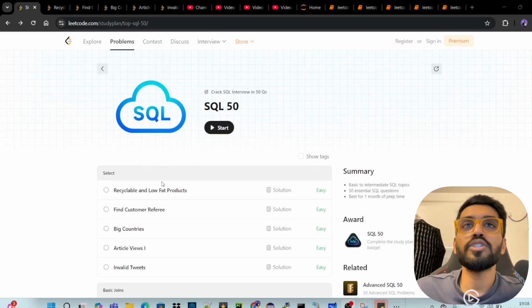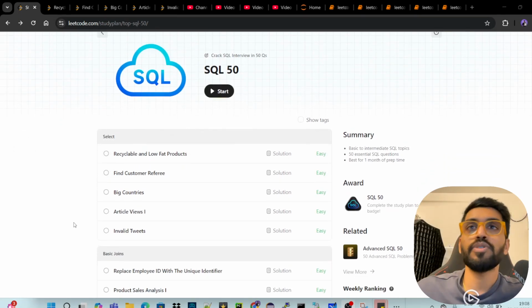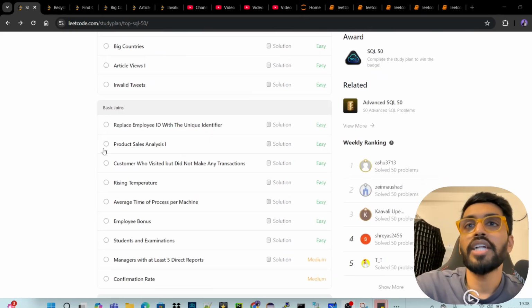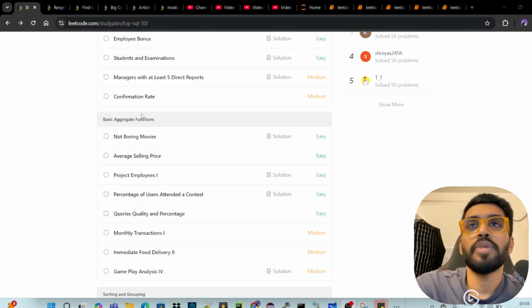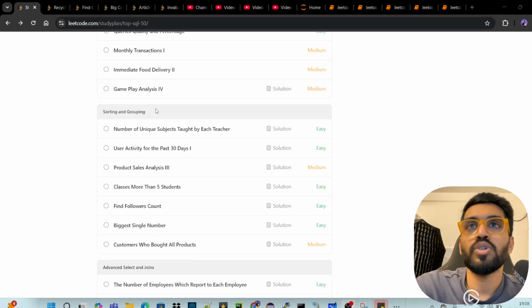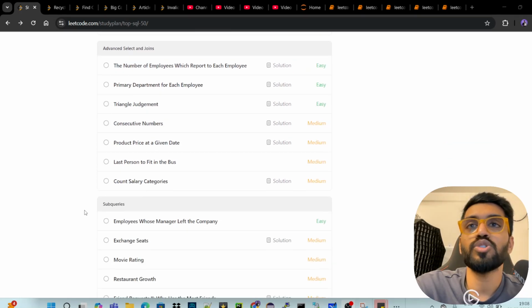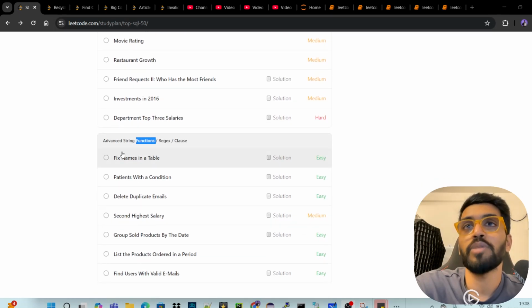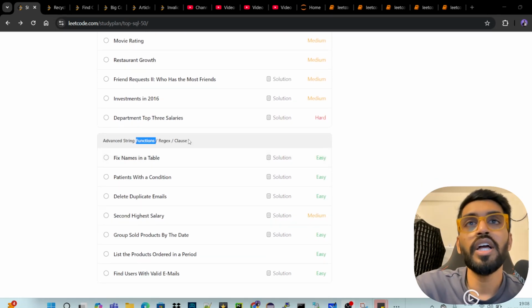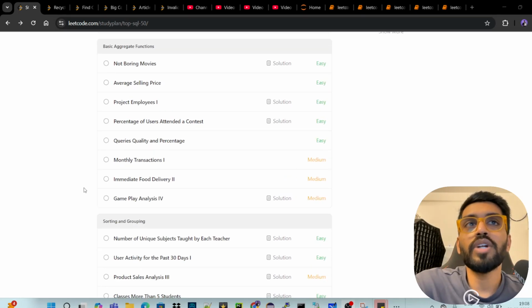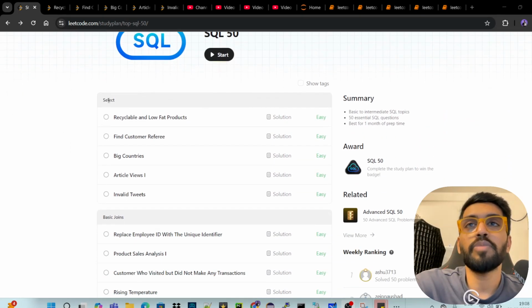If you see here, these 50 questions have been categorized: we have select, then basic joins, then basic aggregate functions, then sorting and grouping, advanced select and joins, and subqueries. And there is one more, advanced string functions, regex and clause. So today we're going to discuss the first part, which is select.